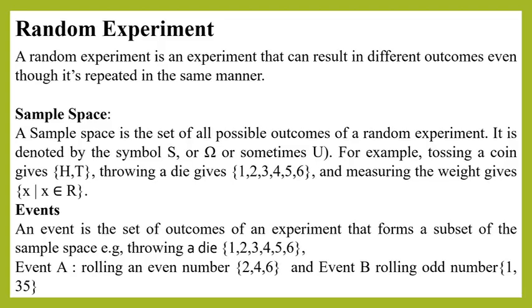Also, another example is the tossing of a coin. Our sample space can either be head or tail. Event A can be the probability that head will come, and event B can be the probability that tail will come. But the sample space of throwing a coin is head and tail, while the subset, which is the event, is either head or tail. So an event is a subset of the sample space.